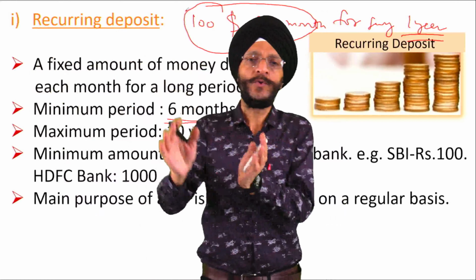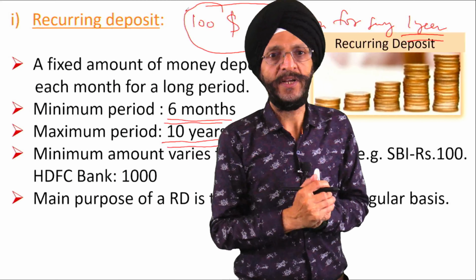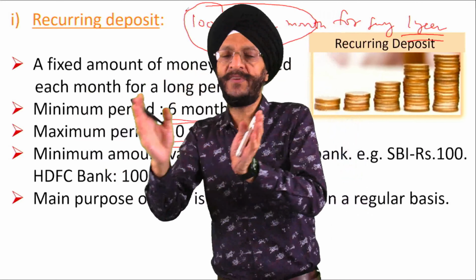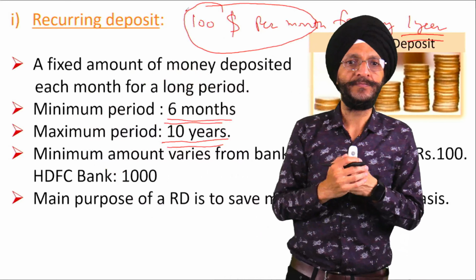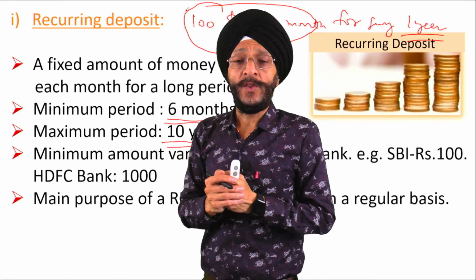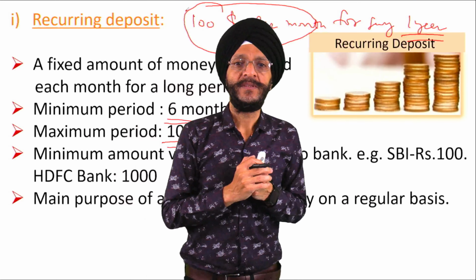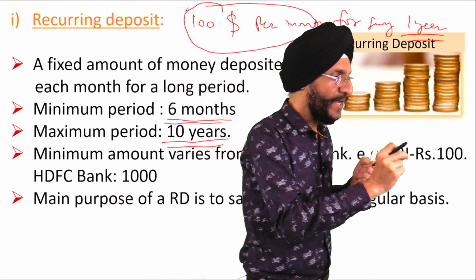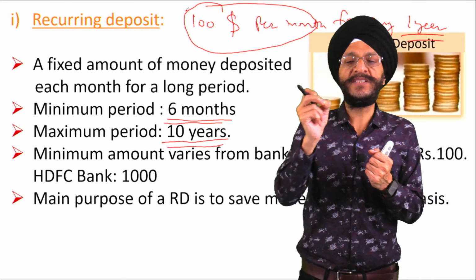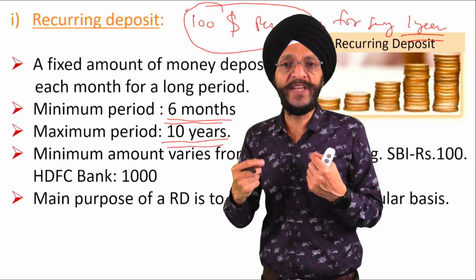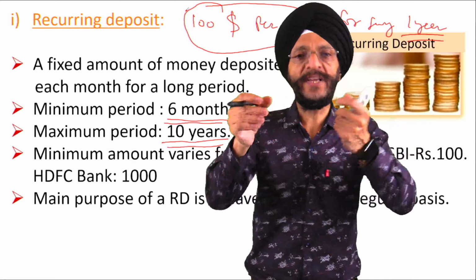After that, your account will be closed and you will be paid whatever you have deposited. Your principal amount plus your interest will be given back to you. Now the question arises, what is the minimum amount which a customer can deposit in a recurring deposit? That is, what is the minimum amount which we can opt for while opening a recurring deposit?